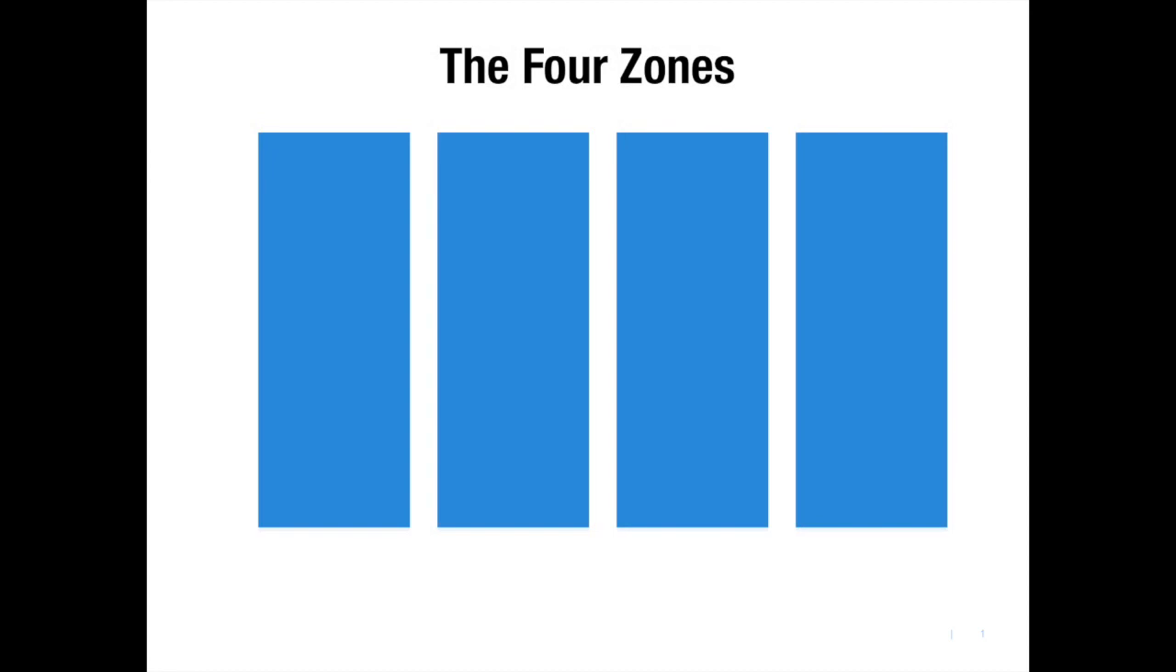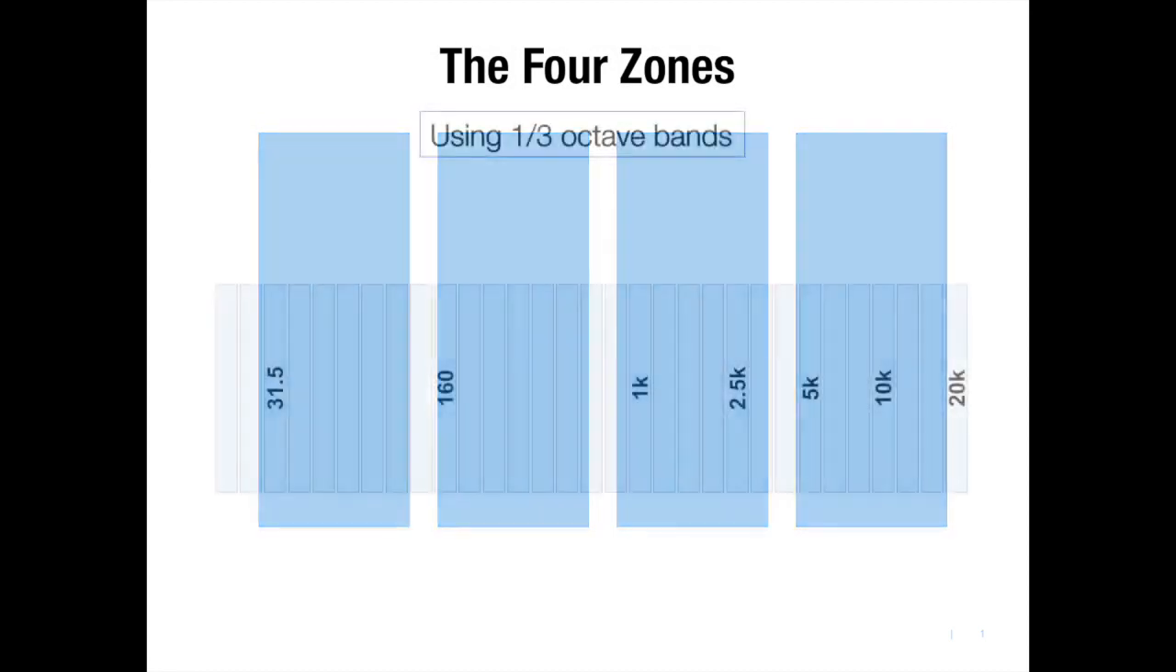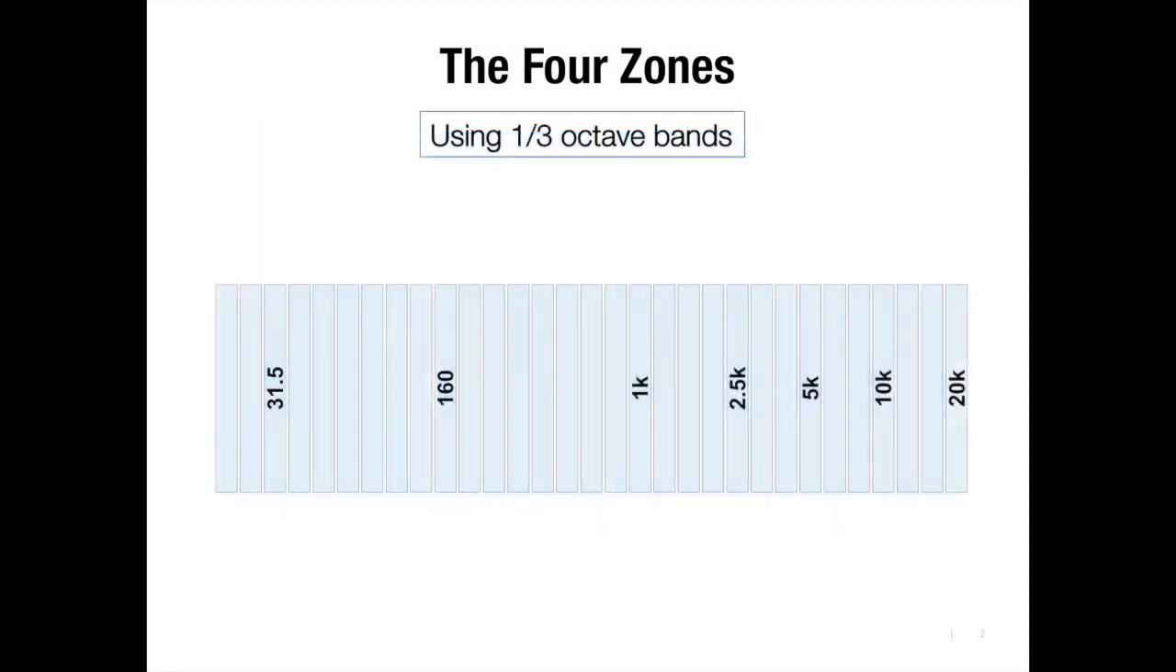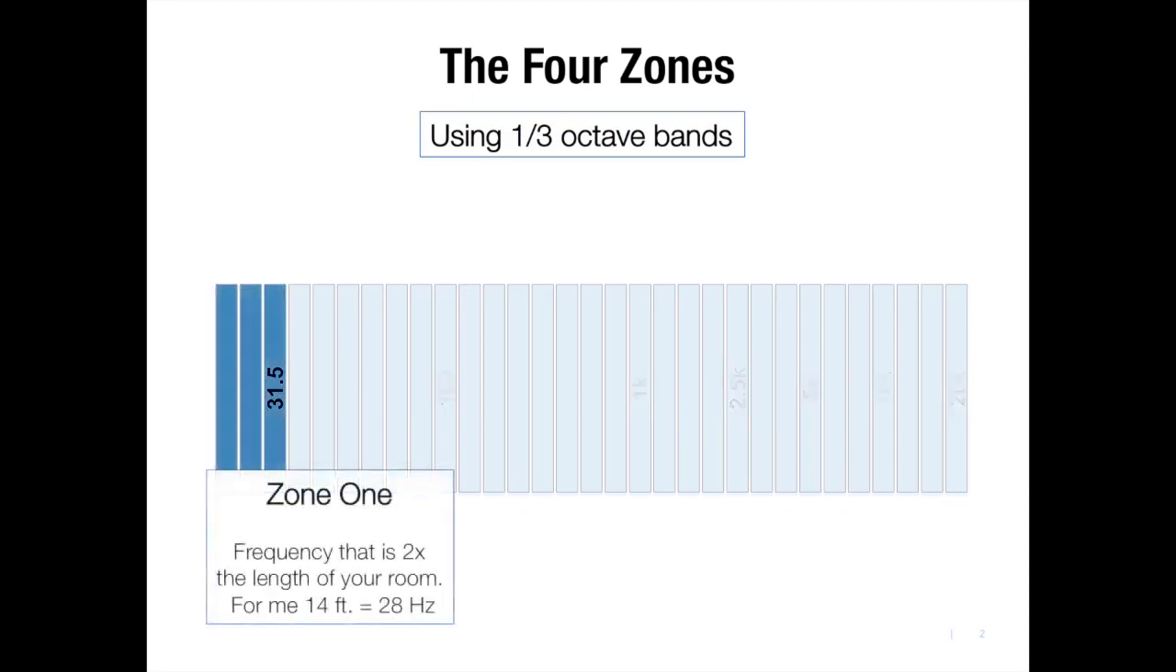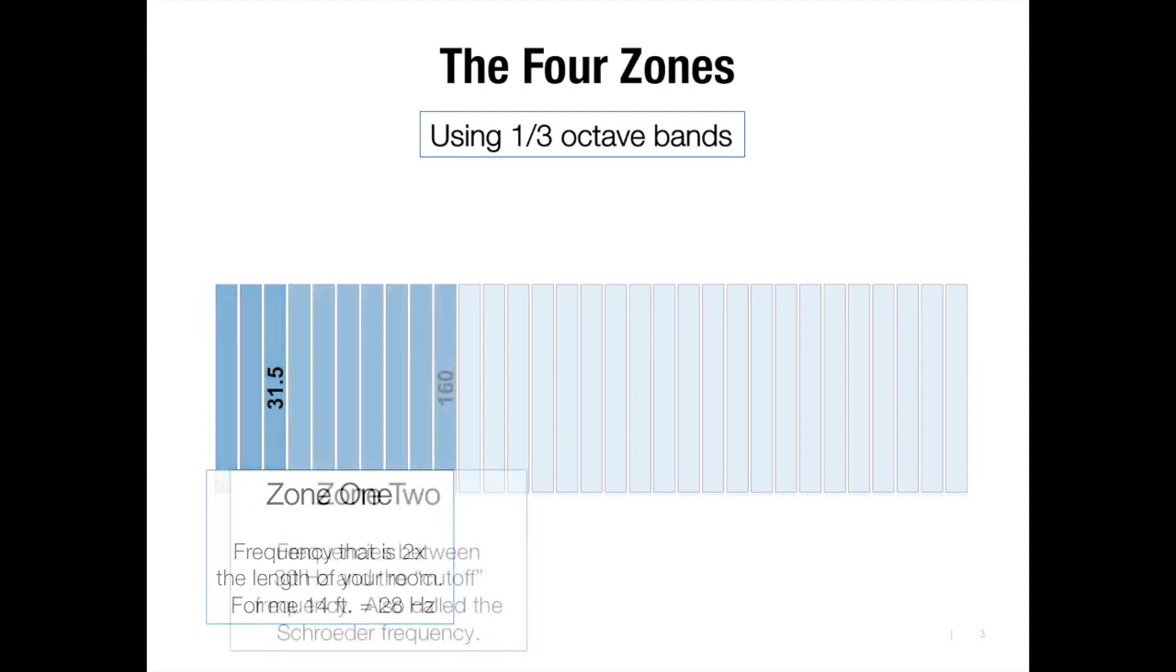The first area that I want to talk about are the 4 zones of every room. The first zone is the frequency that is twice the longest length of your room. Everything below 28 hertz is considered the first zone.